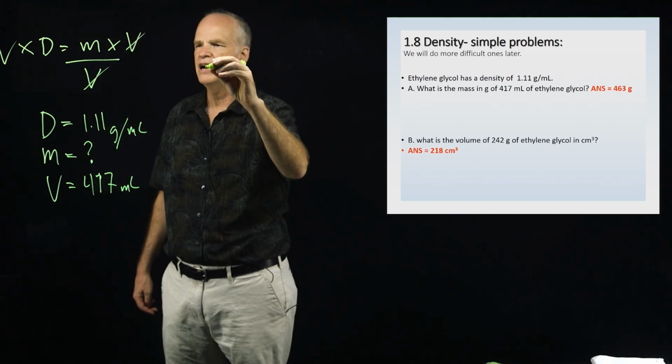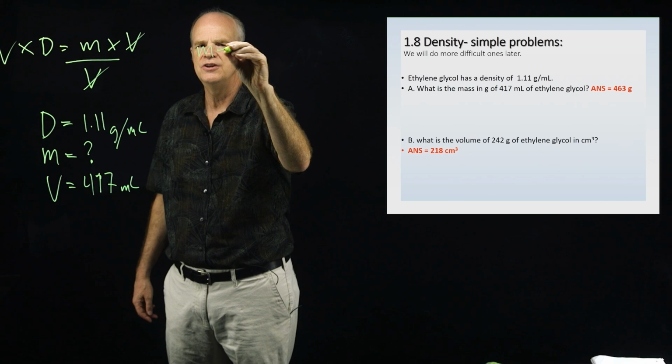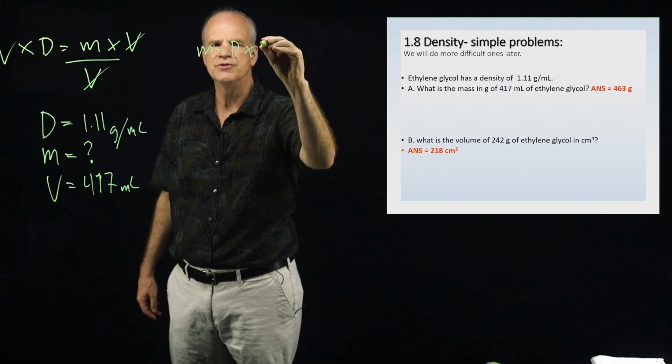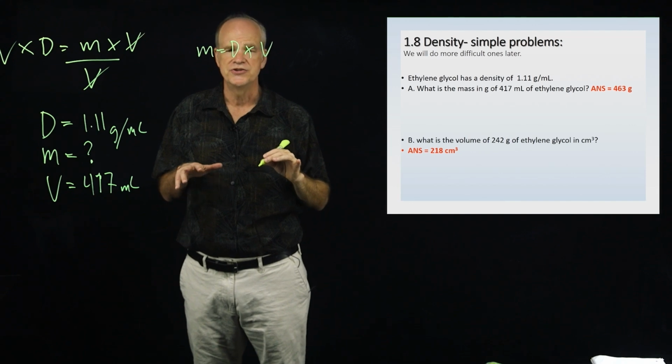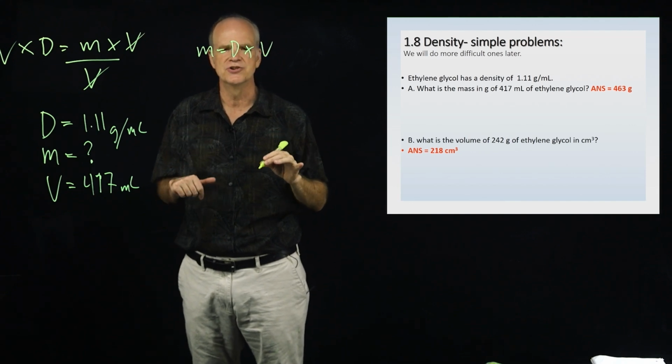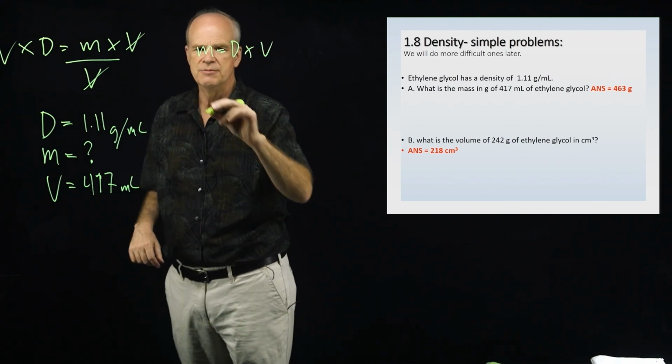And so I'm going to rewrite the equation. We have m is equal to d times v. So it looks like we have now solved the equation for m, which suggests that if we just plug in numbers, we'll get the answer. So let me go ahead and do that.